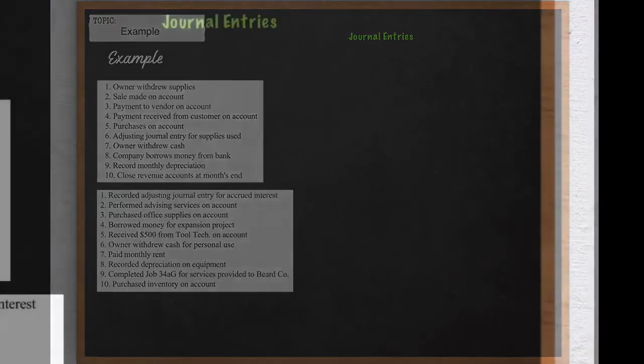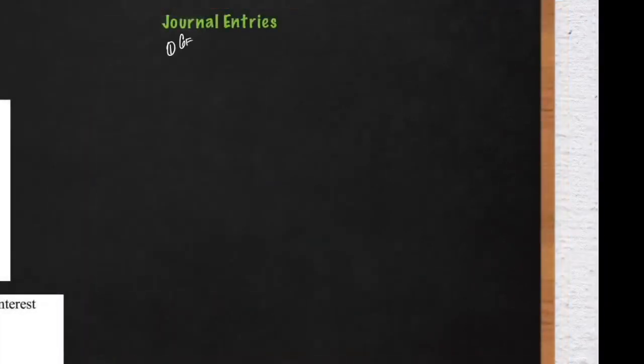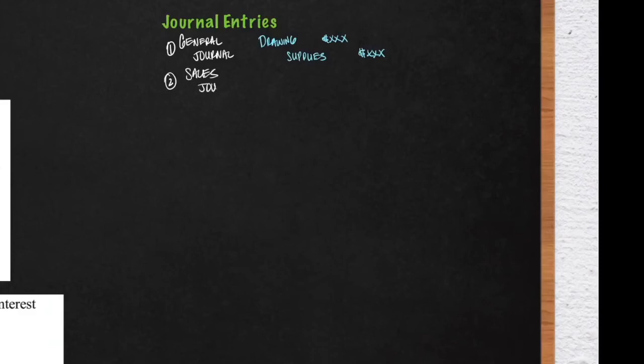For number 1, that belongs in the general journal. The owner withdrew supplies, so that's a debit to drawing and a credit to supplies. You know that it doesn't belong in a special journal because it doesn't involve accounts payable, accounts receivable, or cash. So one of those accounts needs to be affected to belong in a special journal. And number 2, a sale was made on account. That deals with accounts receivable, a debit to accounts receivable, so that belongs in the sales journal.